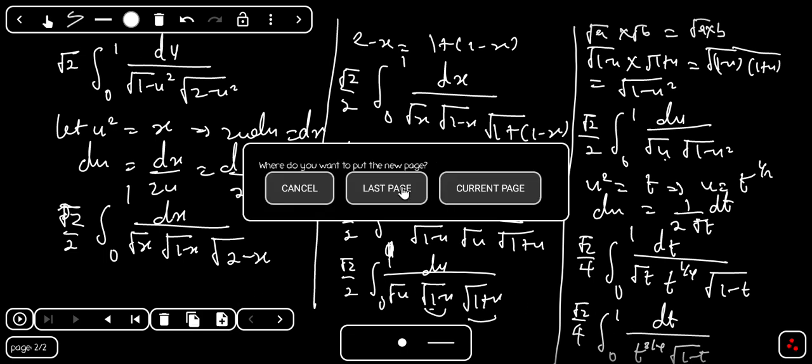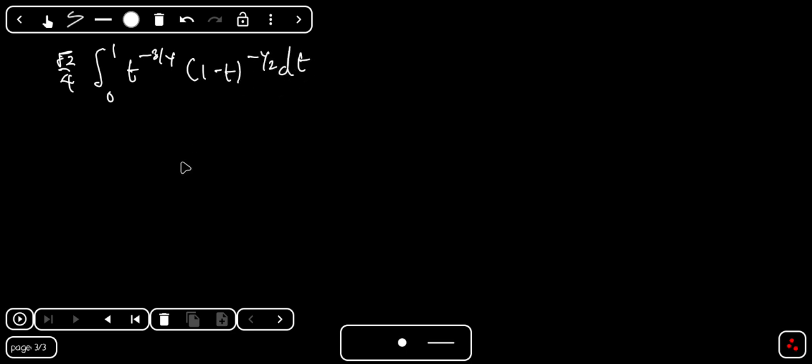So this will be square root of 2 over 4, then multiply by the integral from 0 to 1 of t raised to the power of minus 3 over 4, then multiply by (1 minus t) raised to the power of minus 1 over 2 dt, according to the law of indices. That's what happened there. All right, so let's quickly remind ourselves of the beta function.